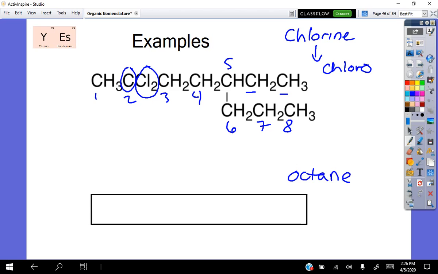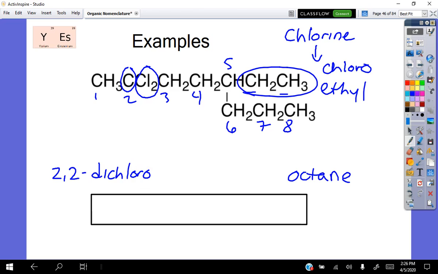And then I have an ethyl group on 5, and I have 2 chloro groups on the 2nd carbon. So 2,2-dichloro, 5-ethyl, octane. I'll bring the octane closer, so that's part of the name.